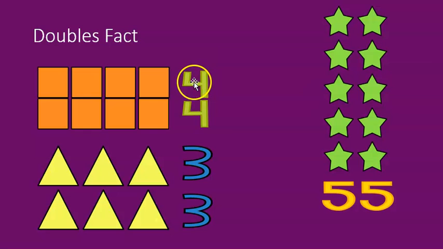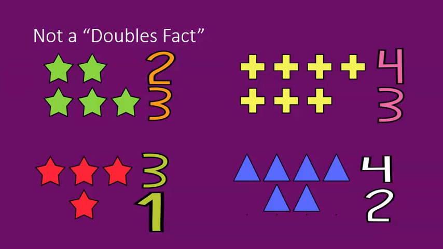So as you can see here, a doubles fact has to have the same number across like these. Now, look here at this screen. These are examples that are not a doubles fact, okay? These don't qualify as a doubles fact, okay?